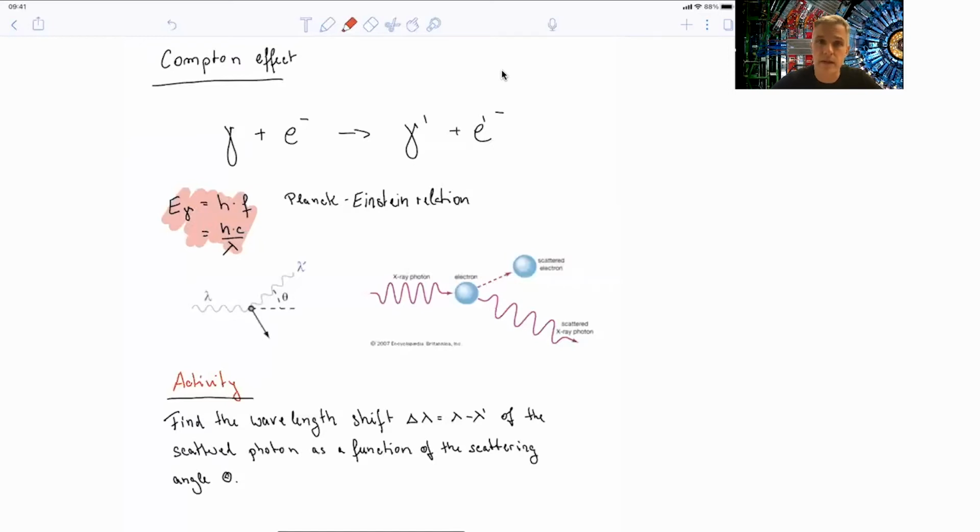wavelength of the incoming photon minus the wavelength of the outgoing photon, as a function of the scattering angle theta, as shown in this picture here. Okay, so again, this is an activity I want you to work on and try to find out. The algebra here is not trivial, but knowing how to set up a problem like this is important. So let's try.